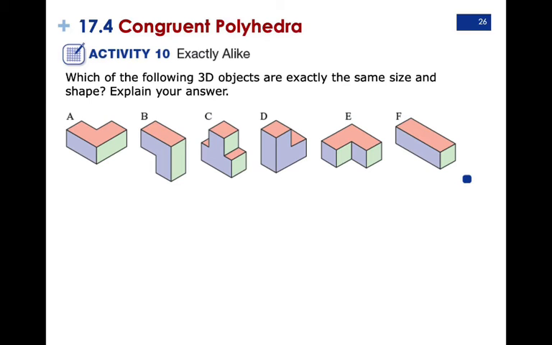Okay, so let's look at 17.4, congruent polyhedra. Here, which of these figures are exactly the same size and shape? You'll probably be able to see that A, B, D, and E are.